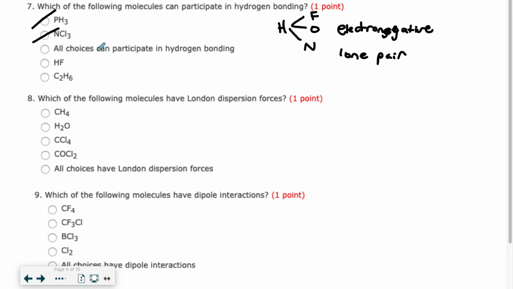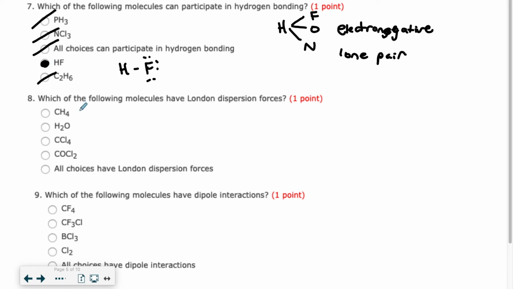Well, clearly it can't be all of these choices if I just eliminated the first 2. For the final choice, carbon and hydrogen, that combination is not enough of an electronegativity difference. The best answer here is going to be the HF. And if you were to actually draw this out, this fluorine does have lone pairs around it as well. So that would be your correct answer.